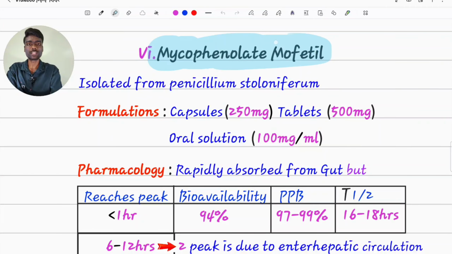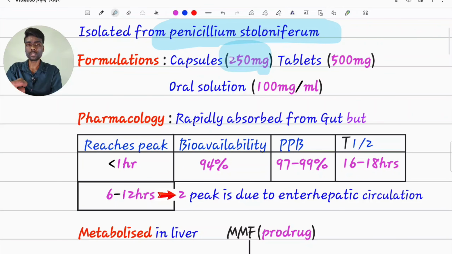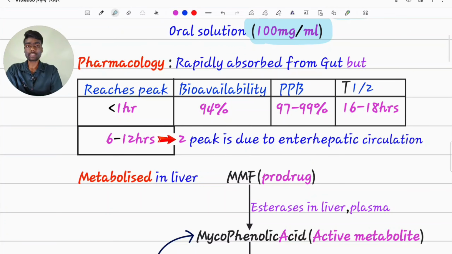Mycophenolate Mofetil. It is isolated from Penicillium stoloniferum. Available in 250 mg capsules, 500 mg tablets, 100 mg per ml oral solution. It is rapidly absorbed from the gut. Reaches peak within 1 hour. Again, a second peak comes after 6 hours. This second peak is due to enterohepatic circulation.